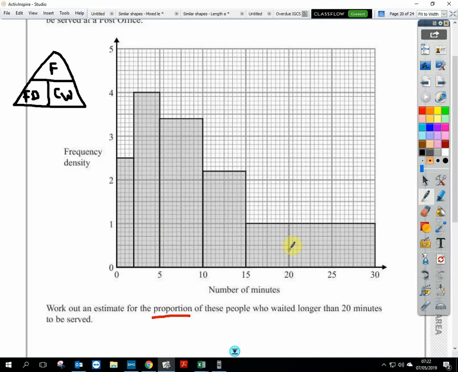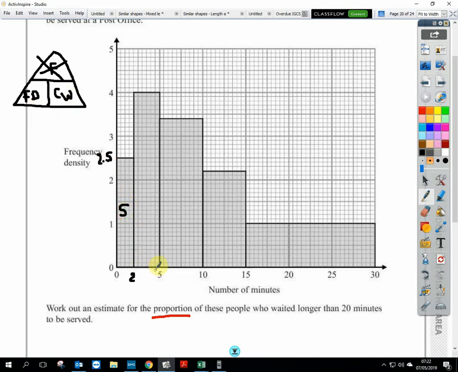Now what I'm going to do is work out how many people are in each bar, and how many people is the frequency. So if you cover F in this triangle, we have FD times CW. The CW is the class width. Now you've got to look at this scale very carefully, but this bar goes to 2. So the class width here is 2, and the frequency density is 2.5. So if I do 2, which is the class width, how wide it is, 0 to 2, times 2.5, I end up with 5 people in this bar, FD times CW.